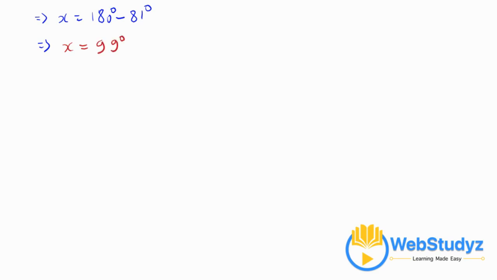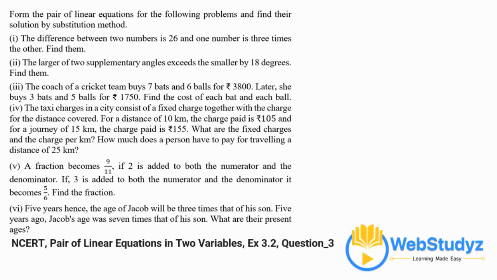Now move on to the third question, which is the coach of a cricket team buys 7 bats and 6 balls for 3800 rupees. Later he buys 3 bats and 5 balls for 1750 rupees. Find the cost of each bat and each ball. So let's start the solution.